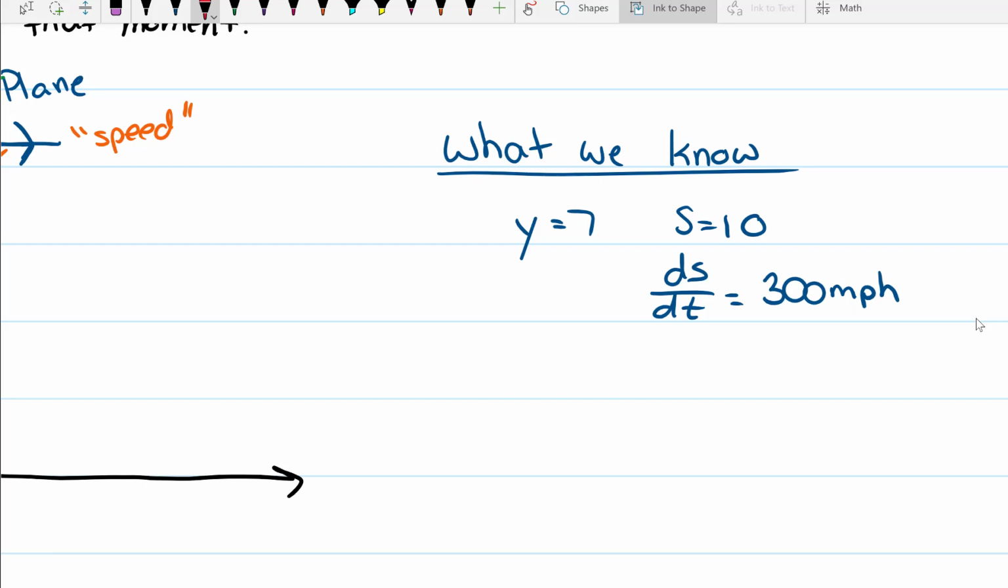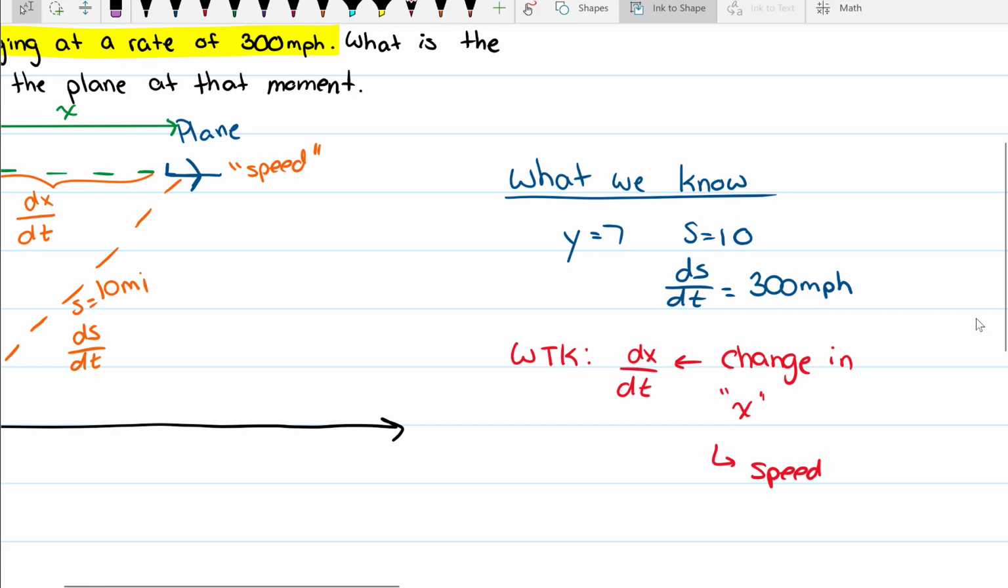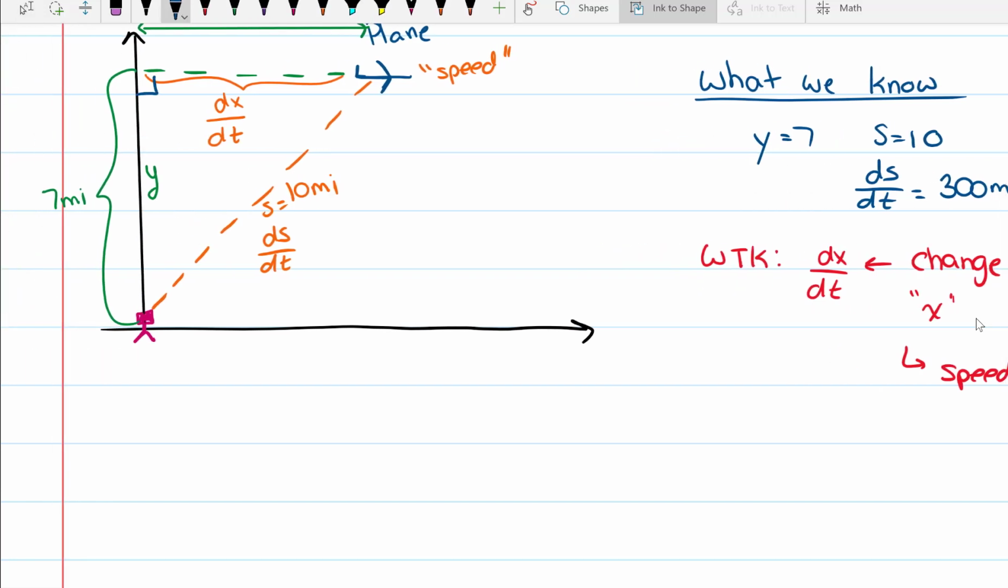Now we're going to write down what we want to know. We want to know dx dt, which represents the change in x, which is also the speed of the aircraft. So what we need is to set up a formula that relates the two. Well, if you look, this makes a right triangle. So we have x squared plus y squared equals z squared.